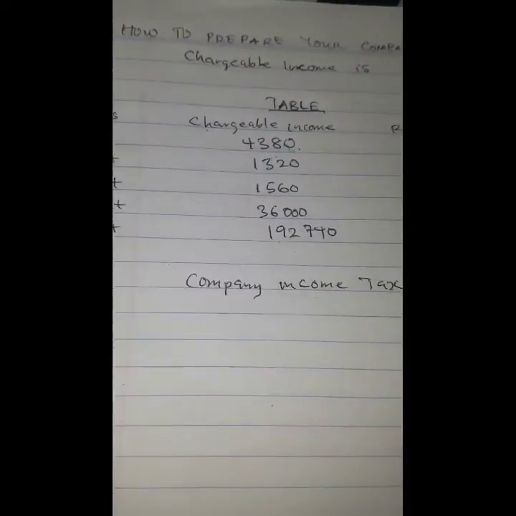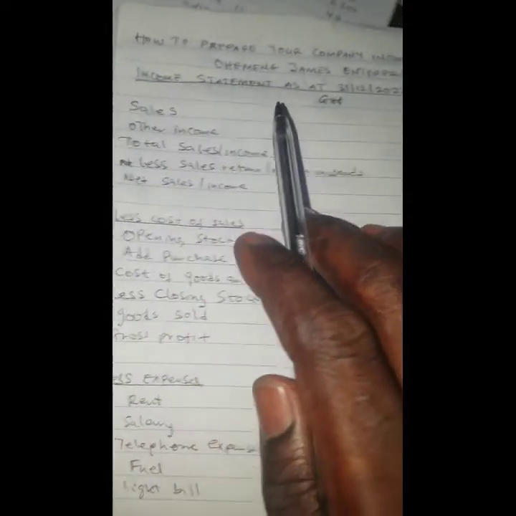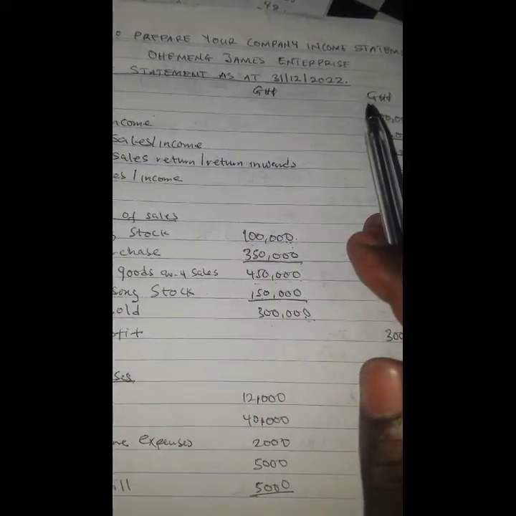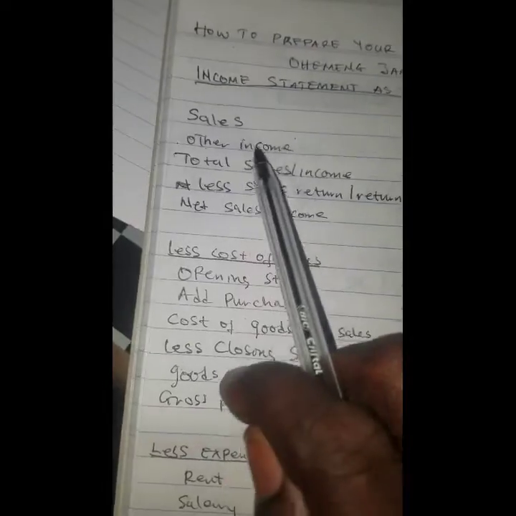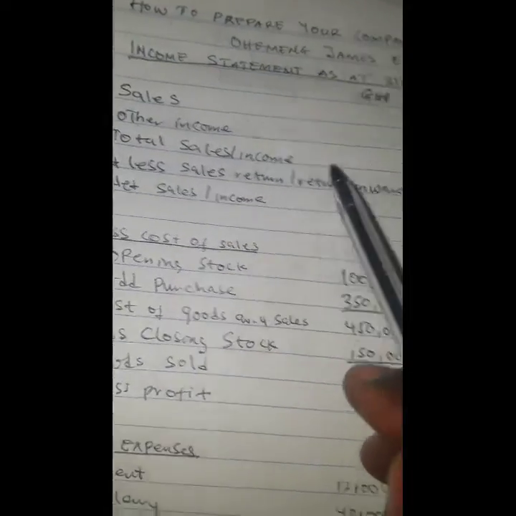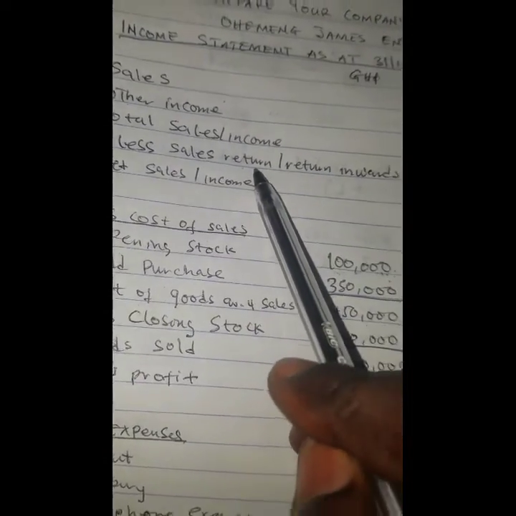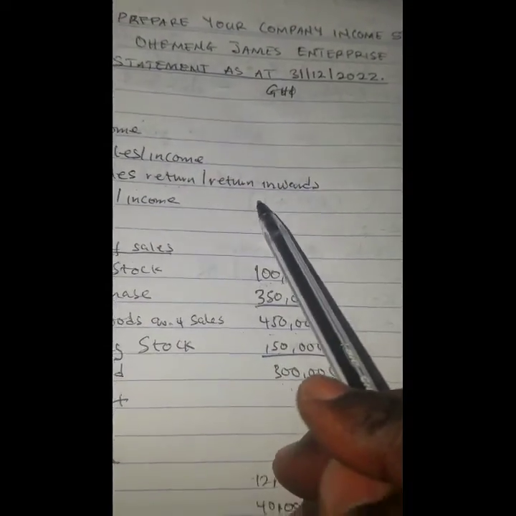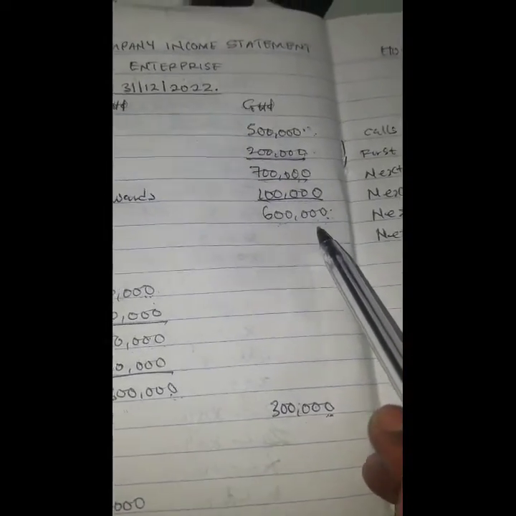Let me go back again. Someone may ask, where do we get the chargeable income from? The chargeable income was ascertained by preparing our income statement as at 31st December 2022. With that, we assume that our sales figure was 500,000, other income was 200,000. When we sum this together, we arrive at our total income of 700,000. Then we list our sales returns, the goods that our customers return to us, or returns inwards, which was 100,000 Ghana cedis, and we get our net sales of 600,000 Ghana cedis.